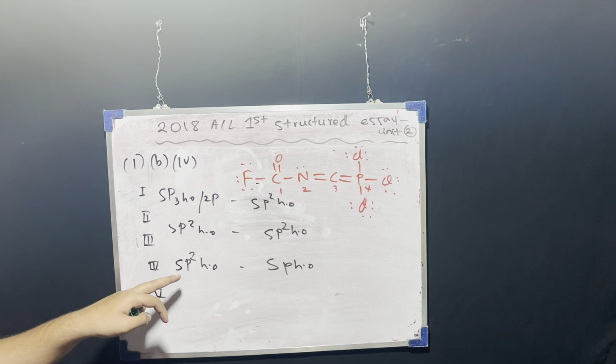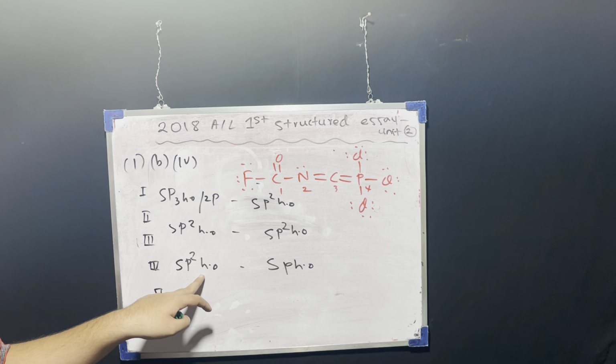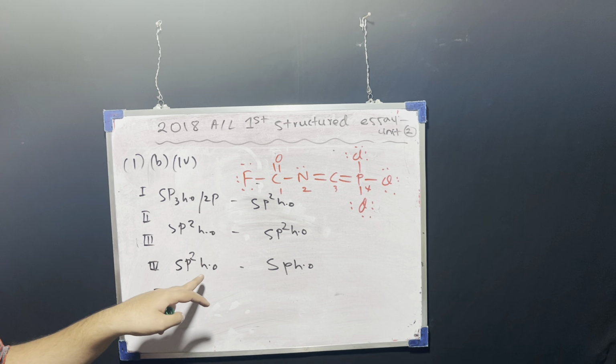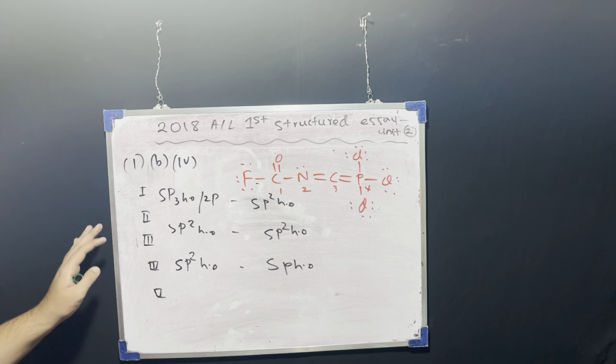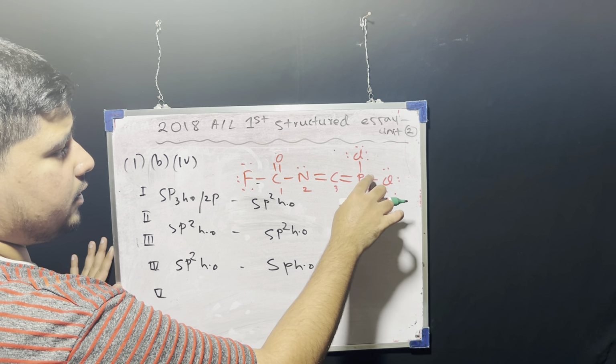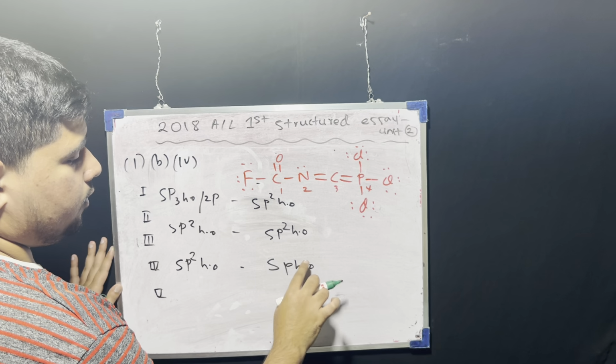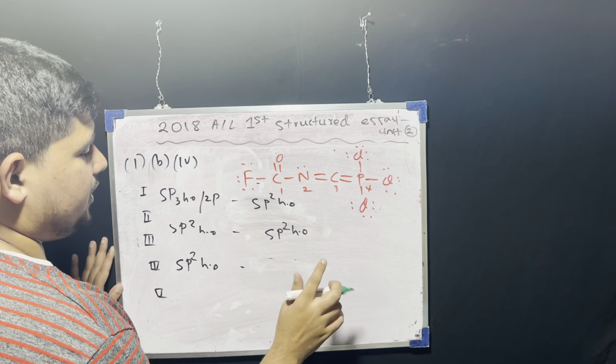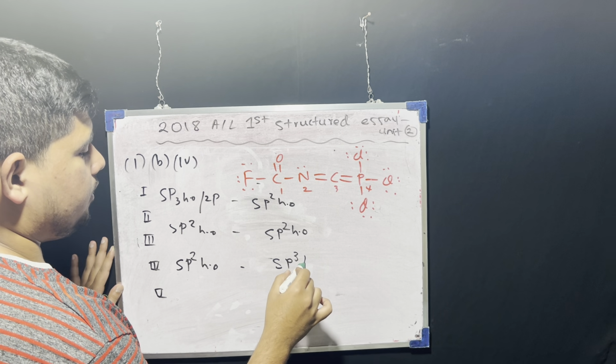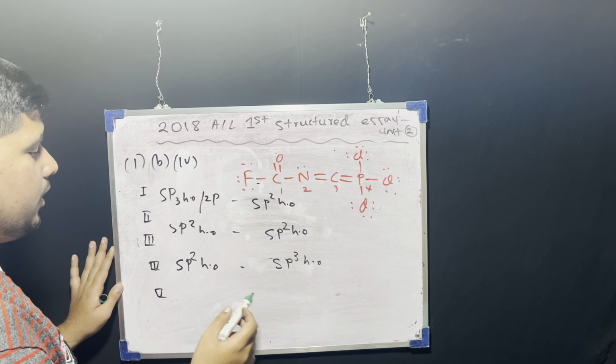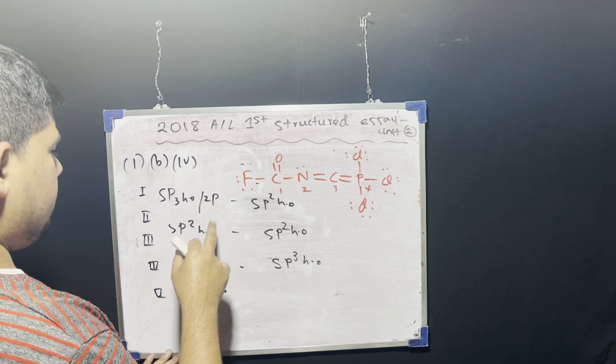This is for Roman number 4, C3 and P4, right? P4 is this one. What is the hybridization? 1, 2, 3, 4. 4 means sp3 hybrid orbital.